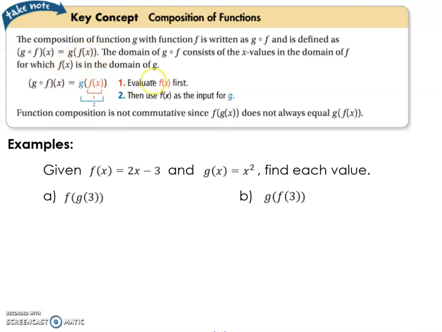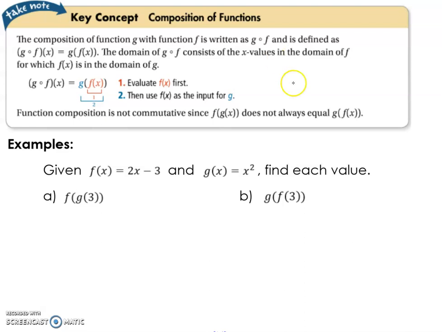So if you look at this colored area here, we can see that we have g of f of x, and f of x is the inner function. We always want to start with the inner function, and then we plug it into the outer function. So here we're going to do step 1 first, f of x, and then we'll evaluate or plug in for the g function. So it takes a little bit of getting used to.